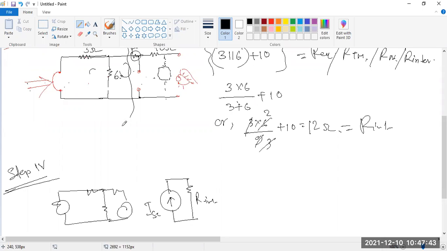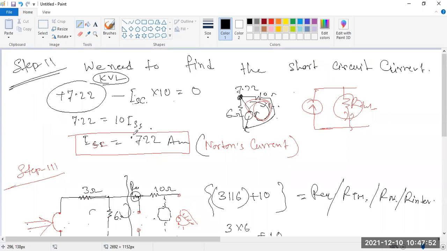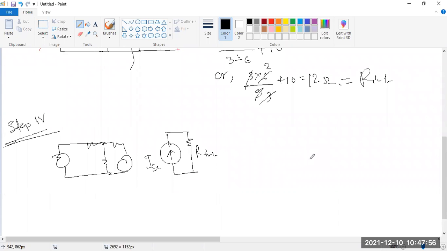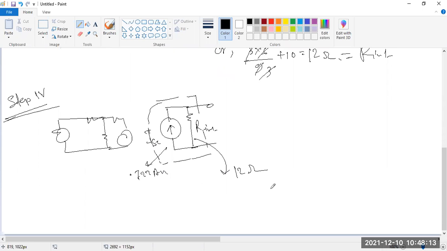Okay, so by following this statement, we got this 12 ohm resistance as the internal resistance and 0.722 ampere for the short circuit current. Now this is your Norton equivalent circuit. This is 0.722 ampere, and this equivalent resistance is 12 ohm.